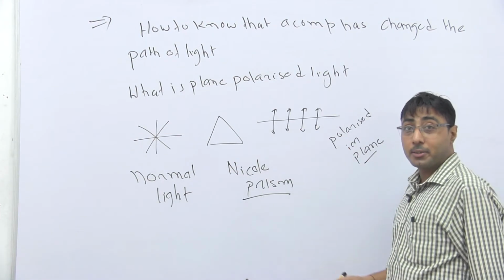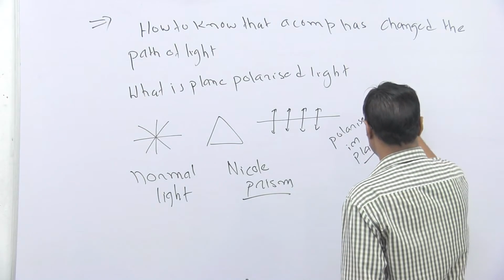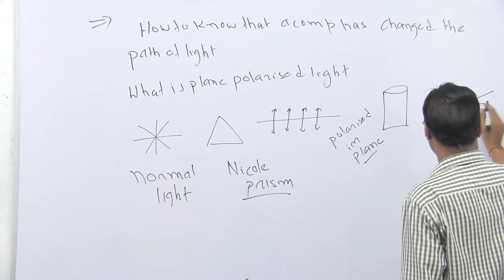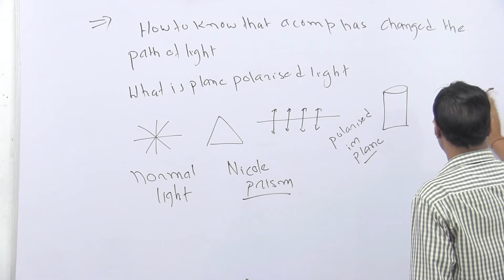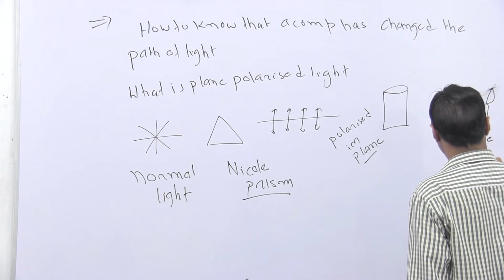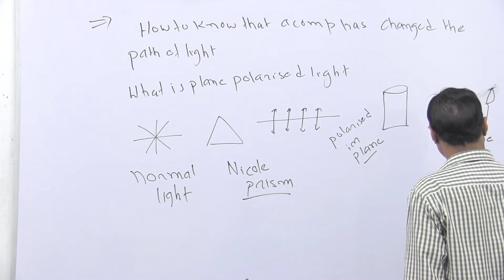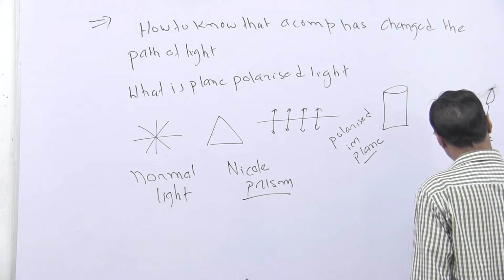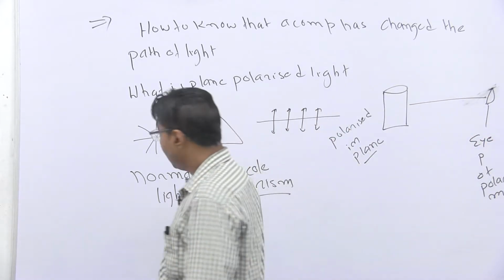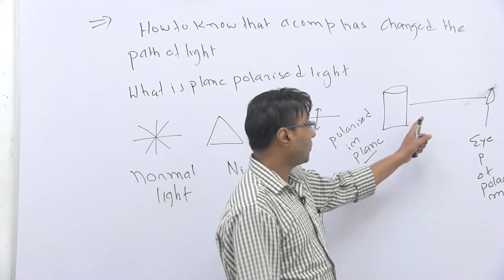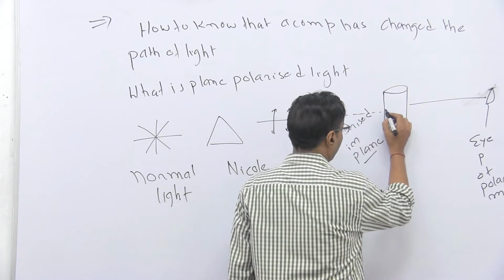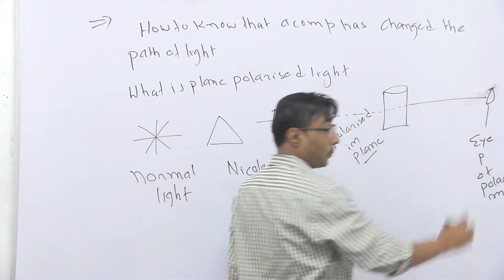This is a plane polarized light, and what we do, we keep a container here, and we set the eyepiece of the polarimeter. This is the eyepiece of the polarimeter. Suppose that light is falling at this height. So we have set this polarimeter in such a way that the light which is passing through this glass falls on this part.